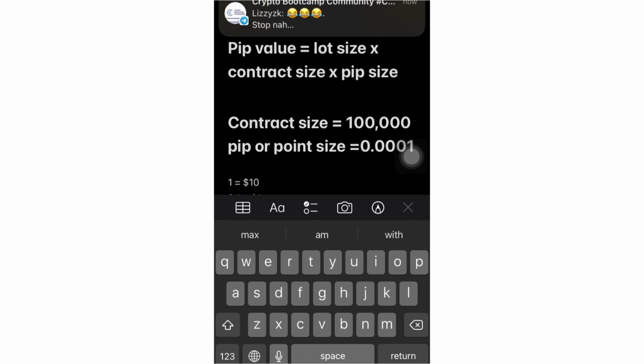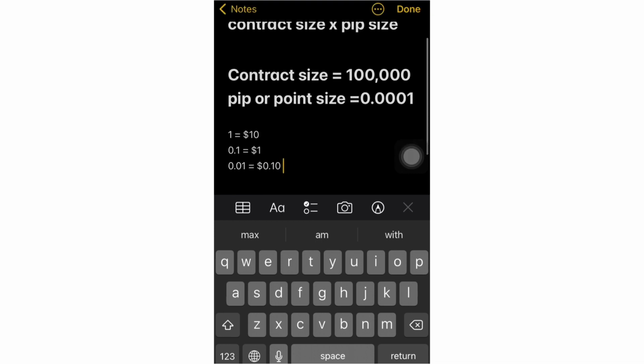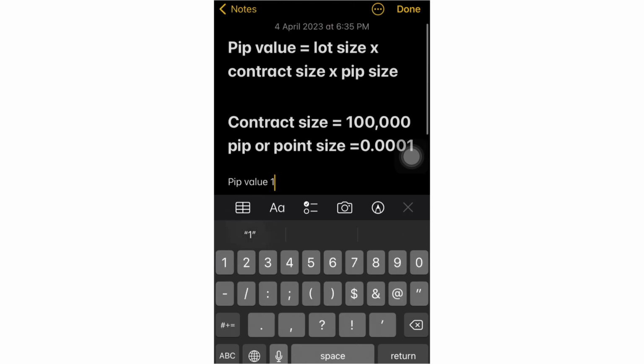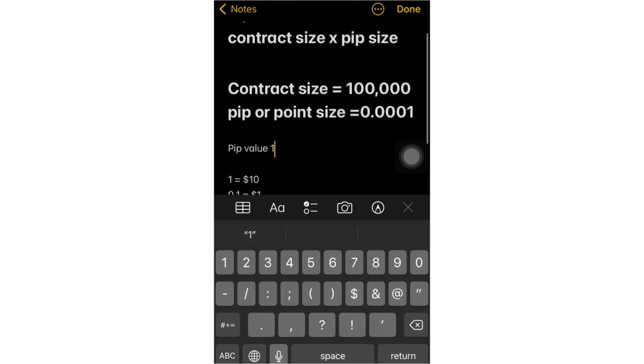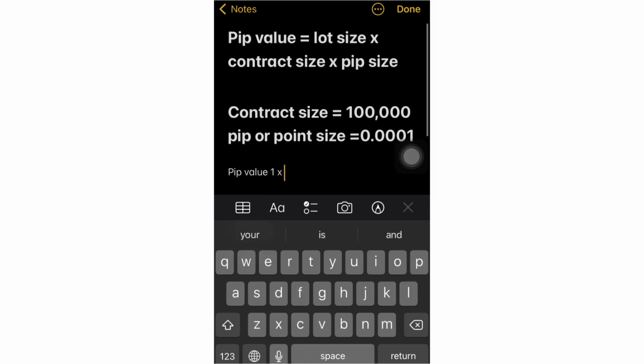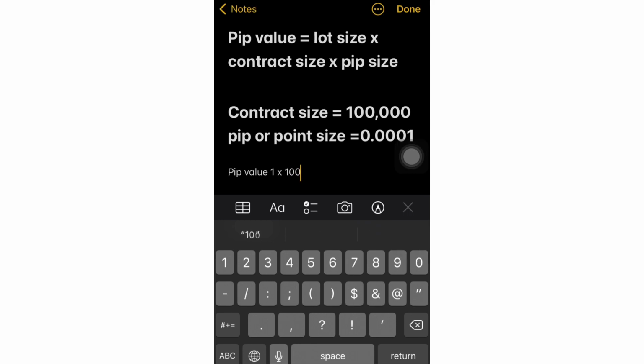So now let's move to the calculation. Suppose I'm using one lot size and I want to get the pip value for it. I just explained this, and you're going to see that we arrive at all these answers. We said that the formula is lot size times contract size, which is equal to 100,000 in most brokers. So you can ask your brokers what their contract size is for pairs.